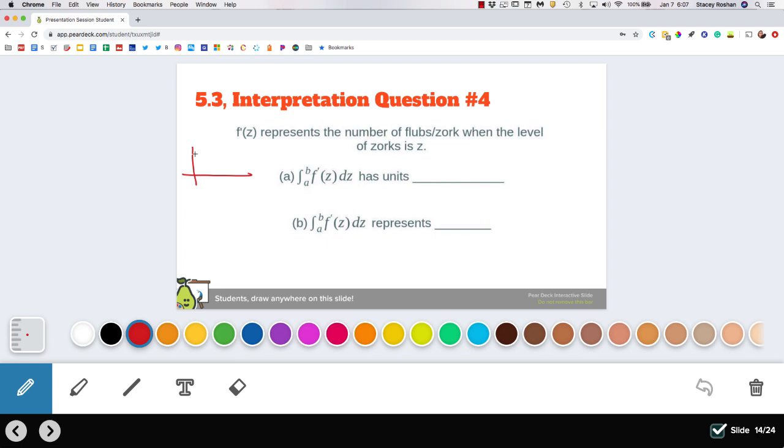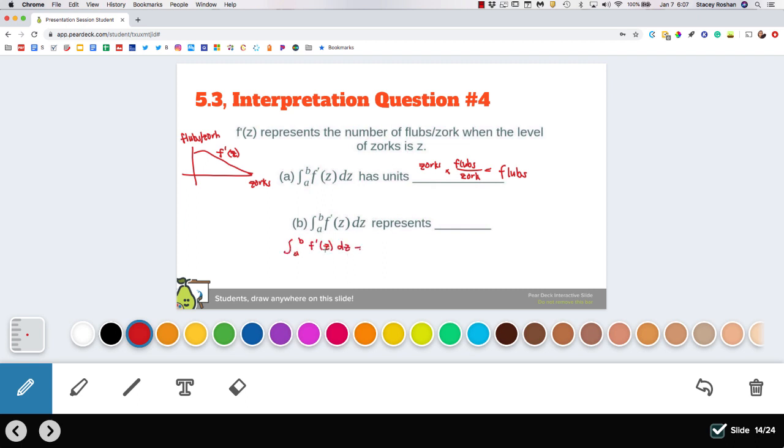So let's apply that same thing here, and now we have our f prime of z curve, and that's going to be flubs per Zork on this axis, and we're still going to have Zorks on this axis. And so the antiderivative of f prime of z dz, that's just going to be, again, our width times our height. So that's going to be Zorks times flubs per Zork, and those are going to cancel out, and so we just have flubs. It's going to be measured in flubs. And what does that represent? Well, let's look at it. The integral from a to b of f prime of z dz.